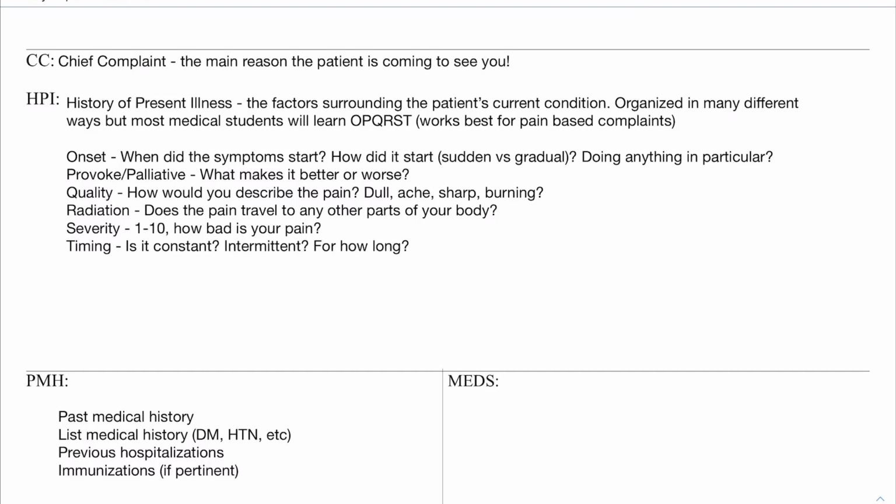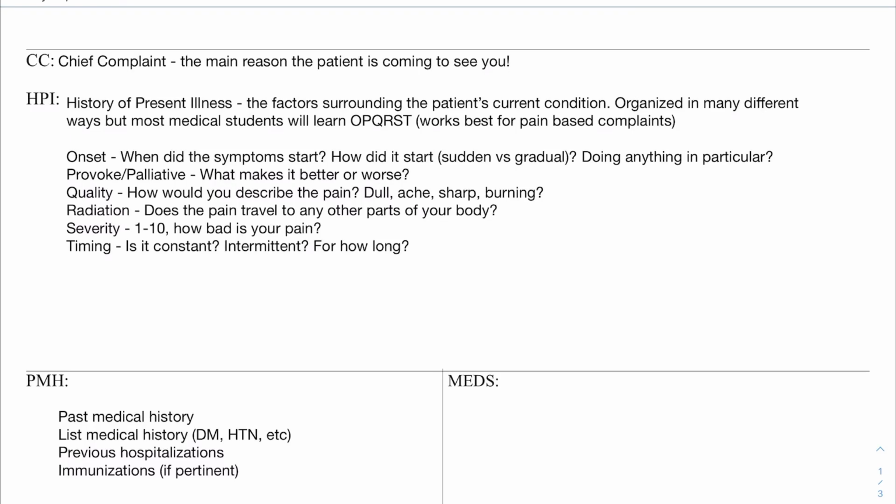So for this video, I'm going to be going over the H&P sheet. So what is this? The H&P stands for history and physical. It's what we do when we admit a patient to the hospital. So a patient comes in, they give you your chief complaint and everything like that, and you get the history from them, you do your physical exam, and you come up with your assessment and your plan.